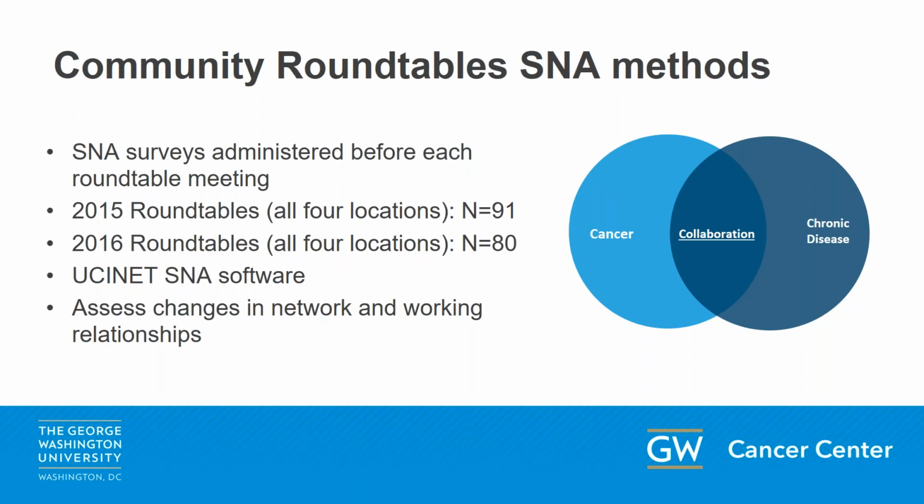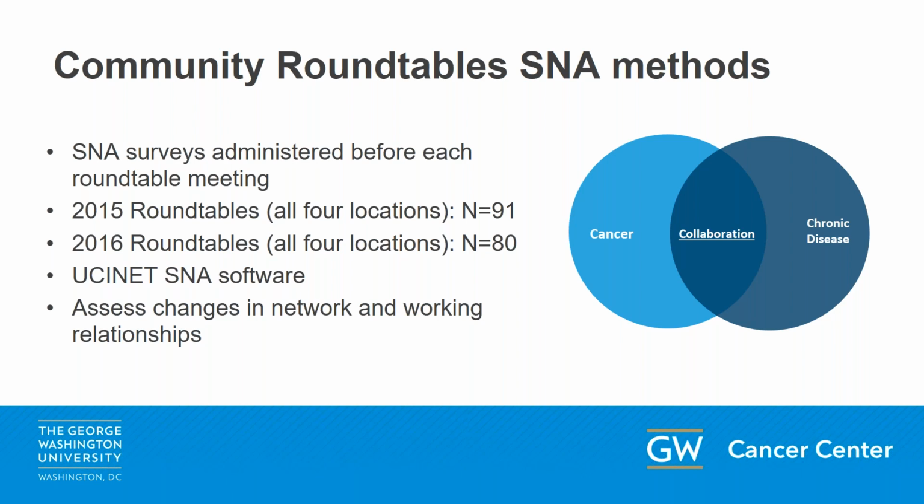So the Roundtable participants in 4 states, those were Kentucky, Vermont, Florida, and South Dakota. They all completed the online surveys before the Roundtables in 2015, and then again before the Roundtables in 2016. We used UCINet, a social network analysis software that was developed by Steve Borgatti and his colleagues, to assess changes in networks and working relationships.